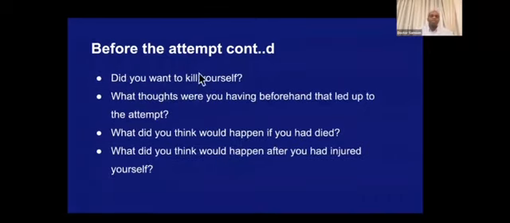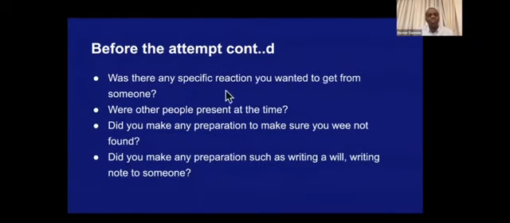So we're continuing before the attempt. Did you want to kill yourself before you took the overdose? What thoughts were you having beforehand that led up to the attempt? What did you think would happen if you had died? What did you think would happen after you had taken the overdose? Was there any specific reaction you wanted to get from someone? In this particular case, a reaction from the boyfriend.